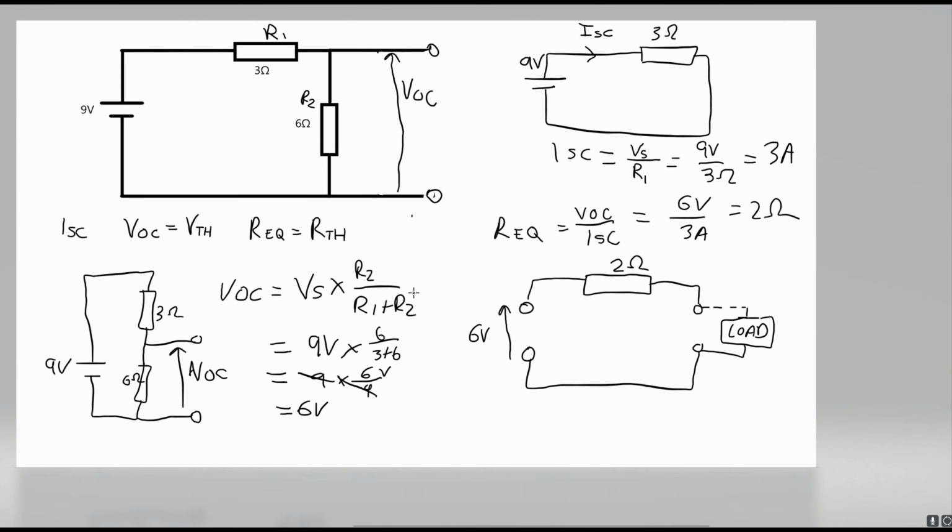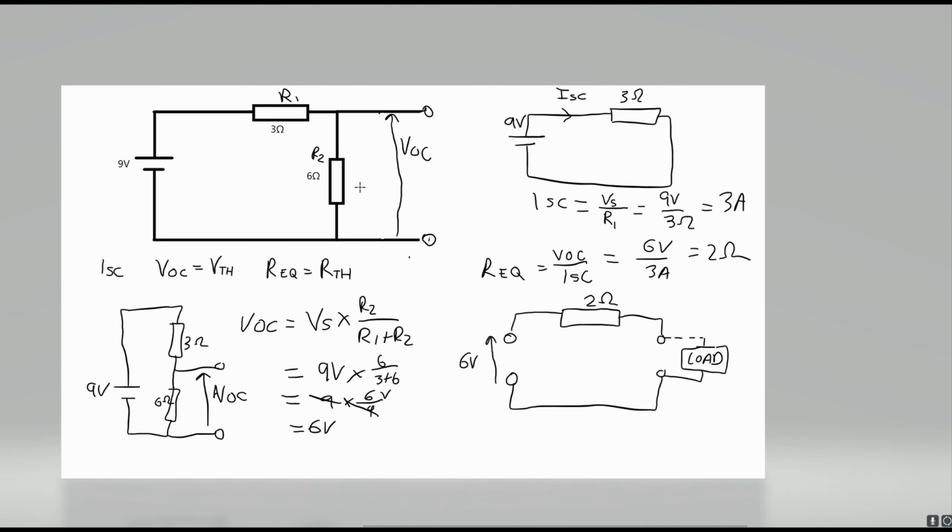The reason I draw it like this is it makes it a lot easier to remember what VTH is, because V open circuit, if you just imagine it opened up, without this, that's open. And then ISC will be it shorted, which will ignore this resistor, and then all you have to do is find the current in this resistor. If you see what I mean, right?